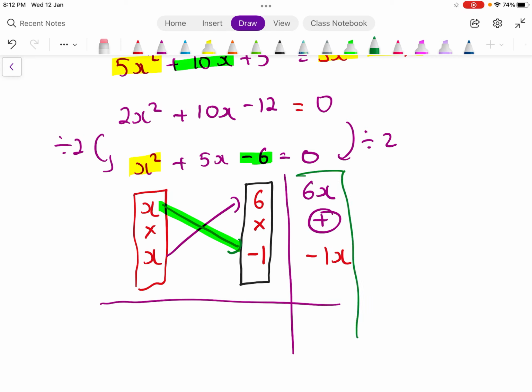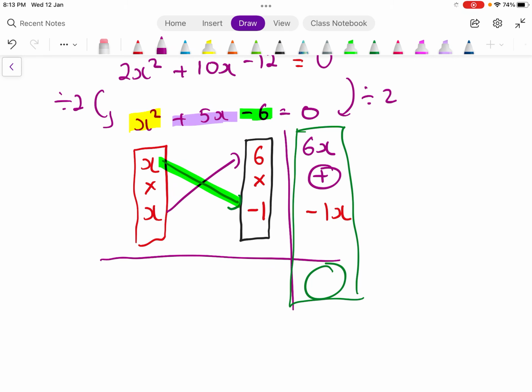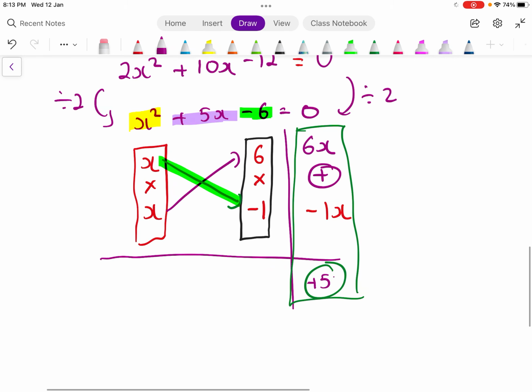You just ensure that whatever answer you get here should be the second term. So you should get something like 5x. If you don't get 5x, this factorization is wrong already. So 6x plus negative 1x is positive 5x. In this way I've completed my quadratic factorization.